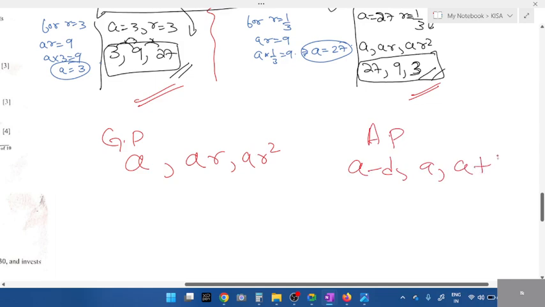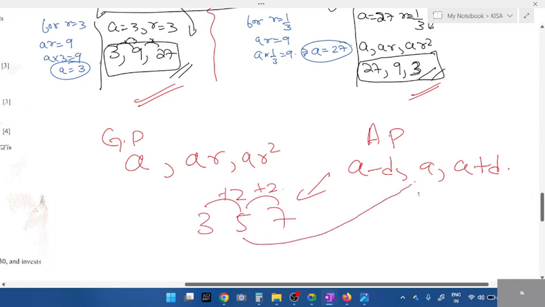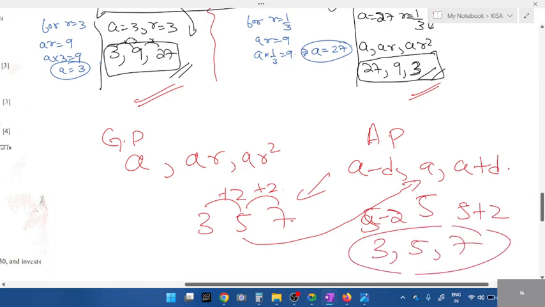A plus D. The reason you take this is, look, if I take 3, 5, 7 for AP, addition, plus 2 will get added. See, this center number, I'll take it as 5. A minus D is nothing but 3. So if you take 5 minus 2, and this side 5 plus 2. This is the concept. The middle term is 5. 5 minus 2 is 3, 5, 7. Look, we are getting the answer.